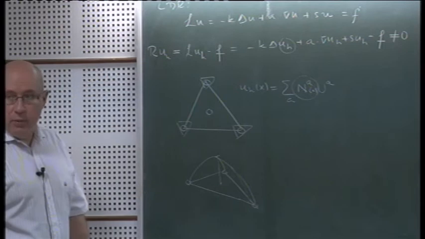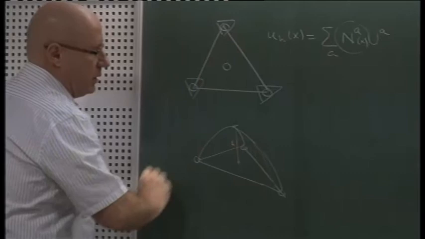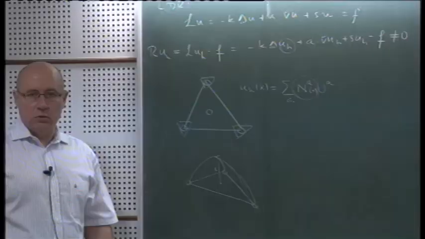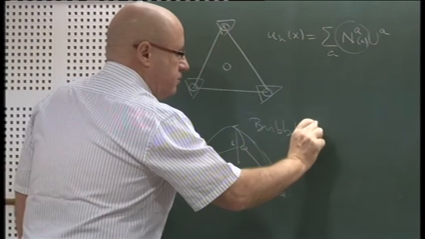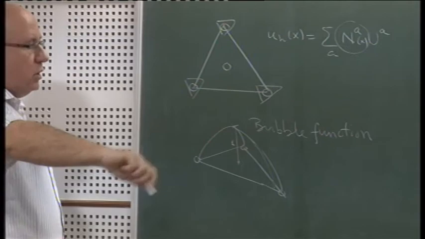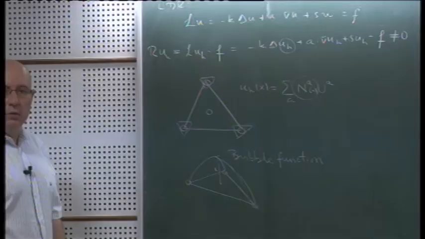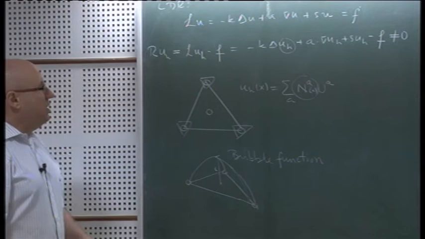So that will be the shape of that shape function. It will be the value 1 and value 0. Since it has this shape, it is called a bubble function. It's a function that vanishes on the boundary of the element. That's why it is called a bubble function. It's very easy to construct.